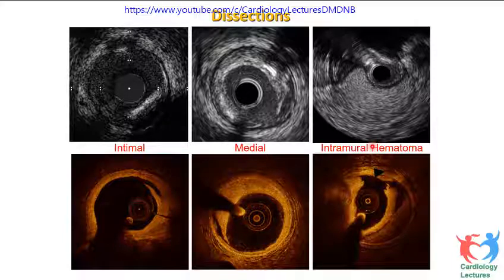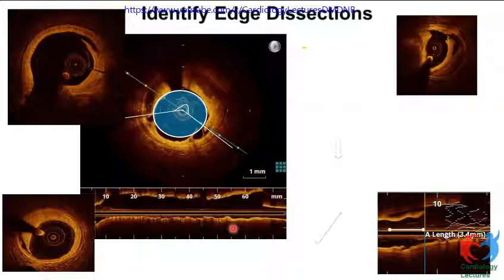And OCT gives excellent images of dissection. And the important thing you should know is the degree, as I already told you, whether it is limited to the intima or extending into the media, which is very important to make a treatment decision. And you should know the extension of this. You look at this, for example, you divide this circle into 4 quadrants. And if it is more than 60-degree extension, then you call it a major dissection.